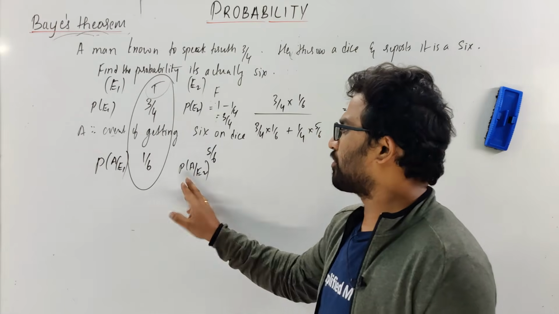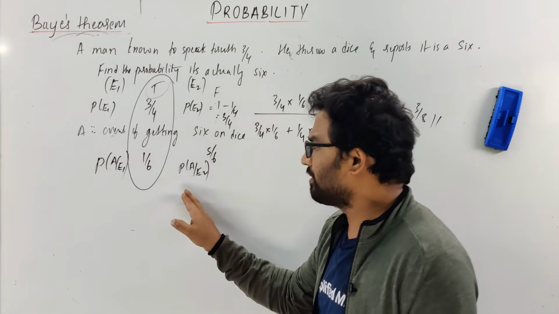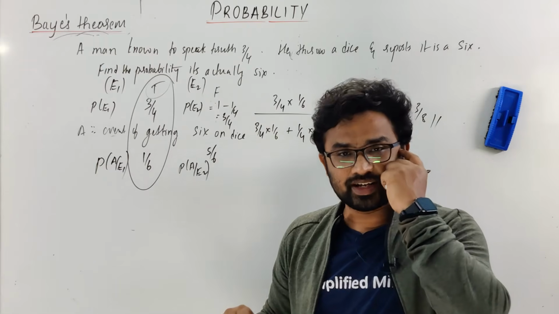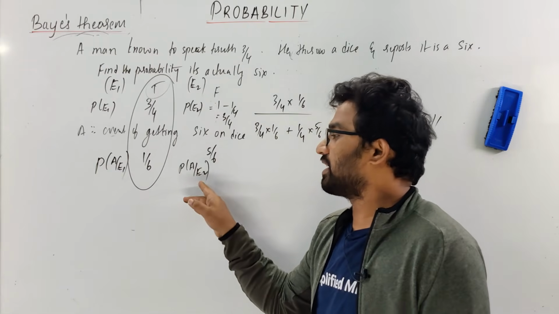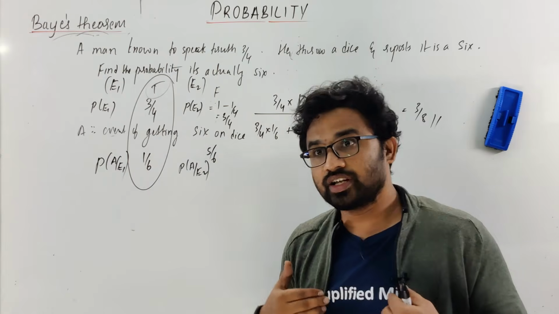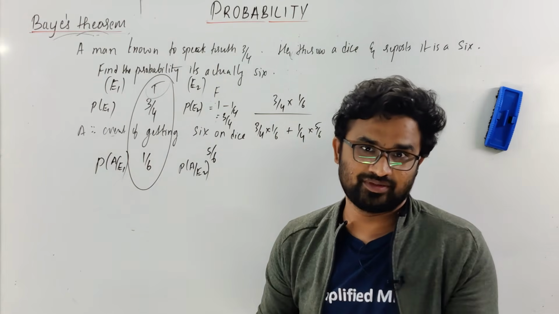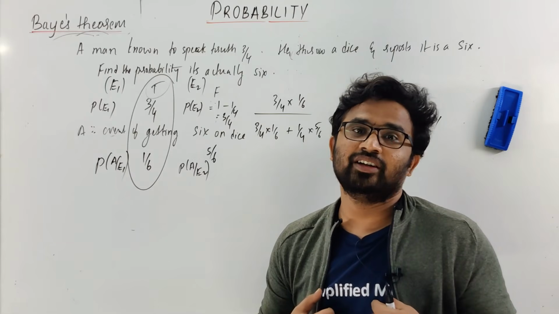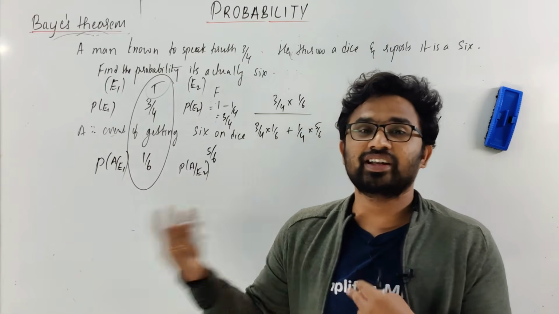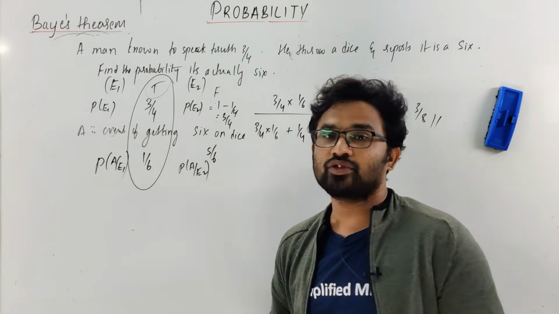So probability of A given E2 is the probability of getting a 6 when he is actually lying. That means he is saying I'm getting 6, but he is not getting 6 because he is lying. No, I am telling you I am getting 6, that means I am clearly lying. That means I am not getting 6, that means 5/6.